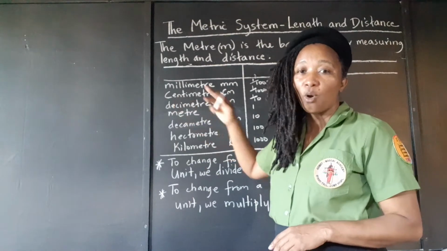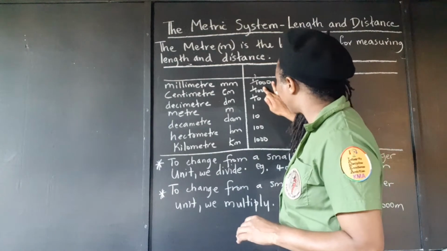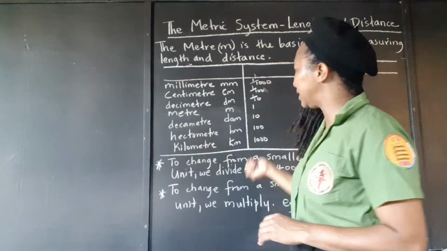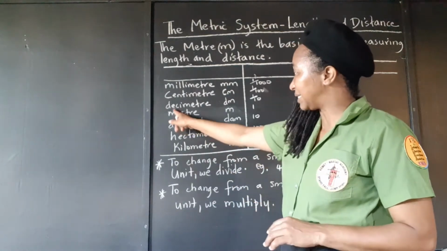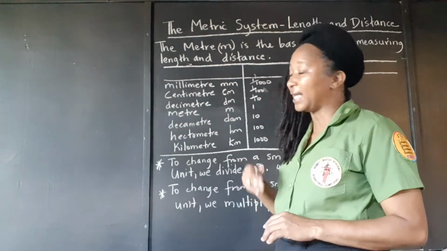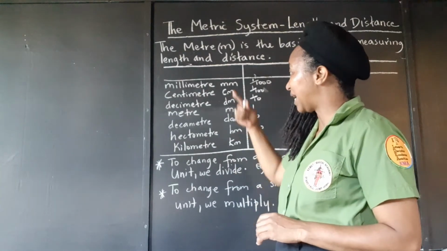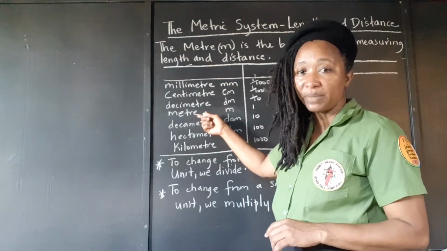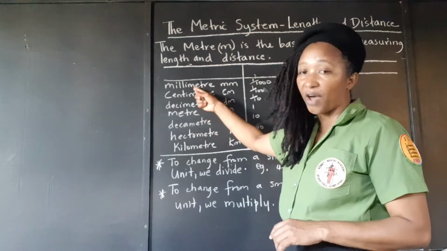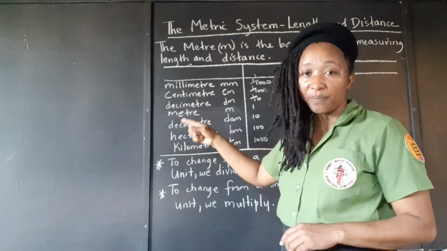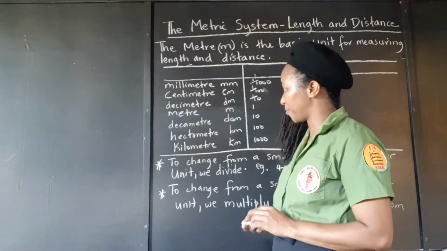Centi indicates 1/100. So a centimeter is 1/100 of a meter. Deci indicates 1/10. So a decimeter is 1/10 of a meter. So in other words, 10 decimeters make 1 meter. 100 centimeters make 1 meter. 1,000 millimeters make 1 meter. So we can use the prefixes to remember.